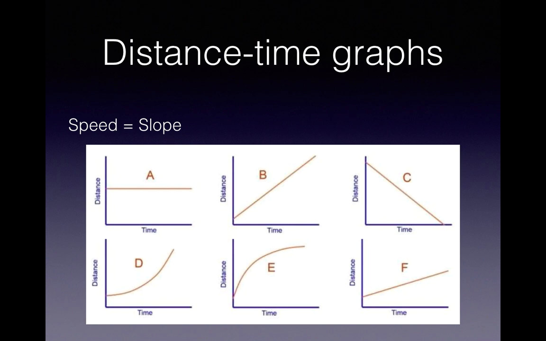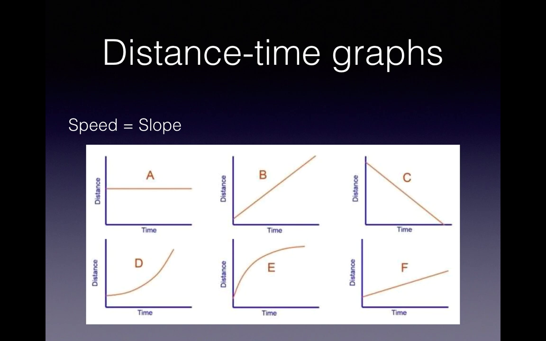Look at graph B. As time goes by, the distance increases. And that's the line going from the bottom left to the top right. That means that the speed is a positive speed. If you look at C, as time goes by and we read from left to right, the distance decreases. That corresponds to a negative speed.